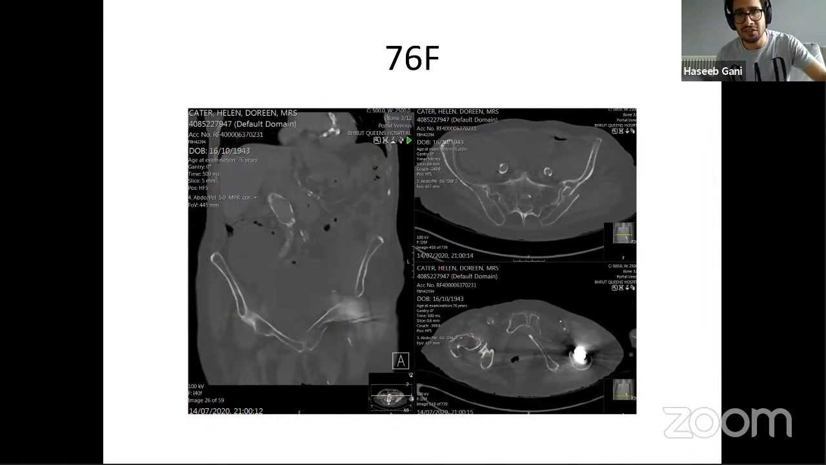Here's another patient, a 76-year-old female. She has a slightly different type of fracture. I tried to delete the patient identifier. Ignore that, please. So you see on the right upper corner, this is an LC2 type fracture. There's a crescent fracture, and at the front there are length unstable horizontal ramus fractures.